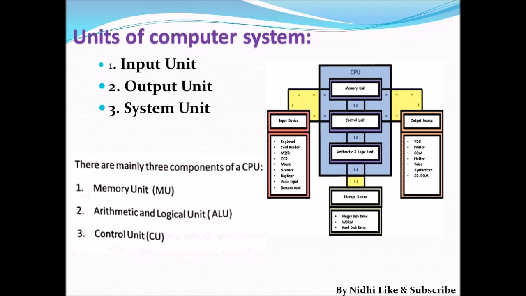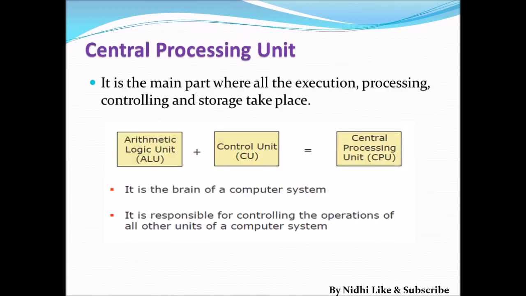Now next is the central processing unit, CPU. The full form is central processing unit, not control processing unit. Don't get confused with that. It consists of two parts: the arithmetic logic unit, which when combined with the control unit is known as the central processing unit. The central processing unit is the brain of the computer, and it is responsible for all the activities, for controlling the operation of all the other units of a computer.